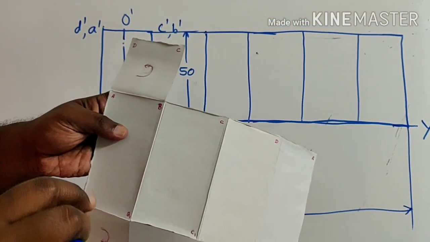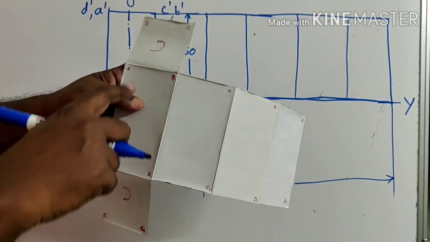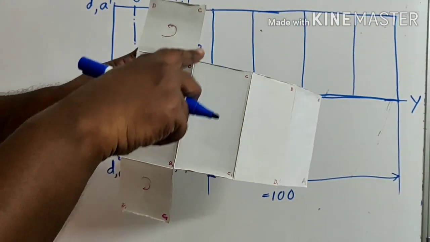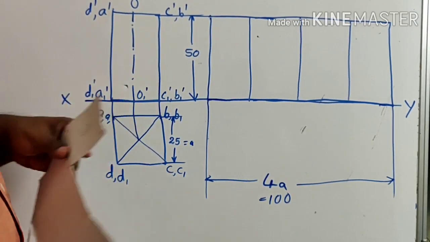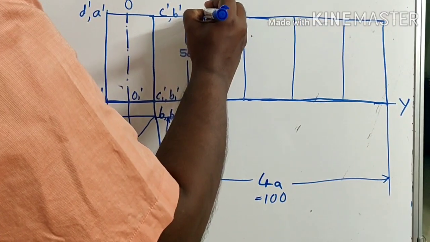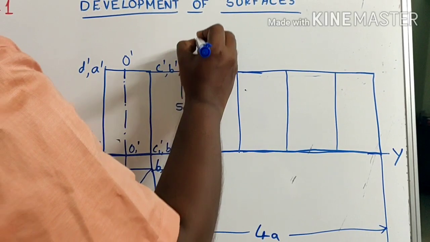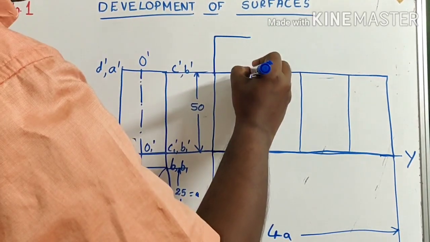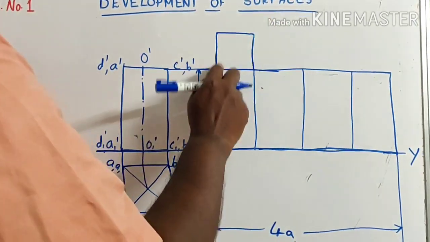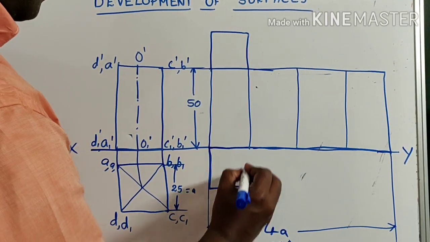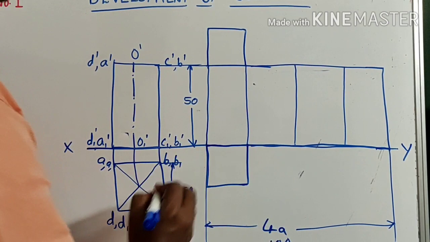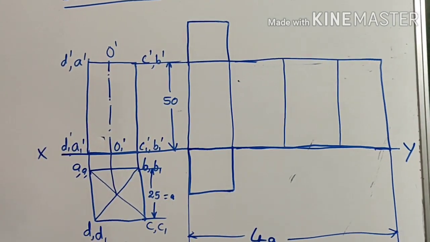Now, in the question it is clearly given that this is the full development. Full development means you have to keep the top base as well as the bottom base. So you can draw the top base such that this should be 25, this is 25 and this is 25. So a square should be at the top, another square should be at the bottom.